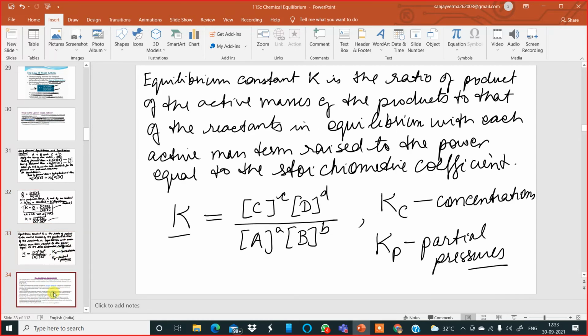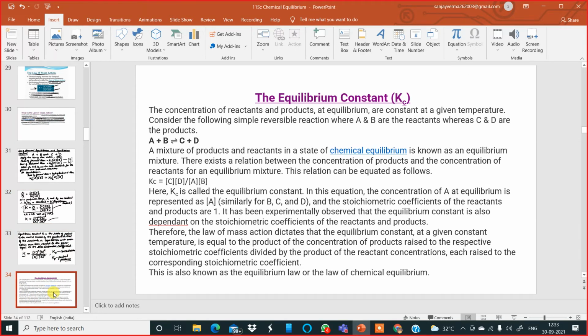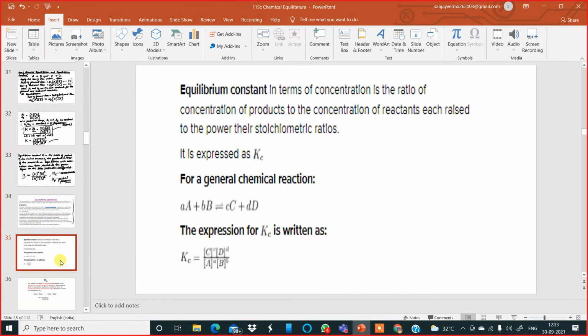Okay, so now if you look at the next slide, a detailed study of this equilibrium constant is given over there. Whatever I have explained is written down in quite some detail, so I will not read it out anymore. Now, we move to the next slide, where the equilibrium constant in terms of concentration is the ratio of the concentration of products to the concentration of reactants, each term raised to the power of its stoichiometric coefficient. It is expressed as Kc. So if you take any general reaction, this is what I have already explained.